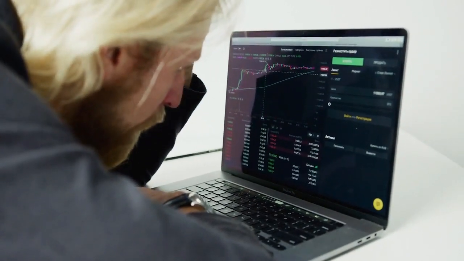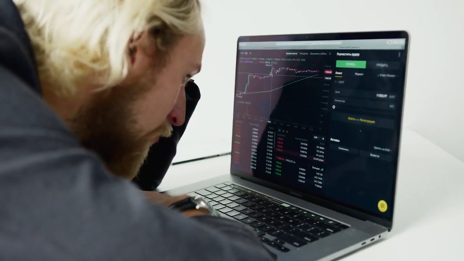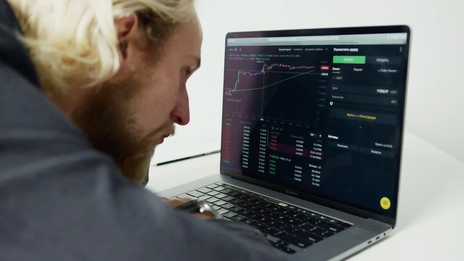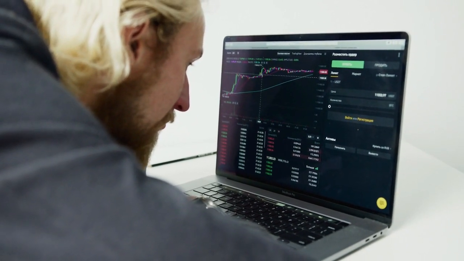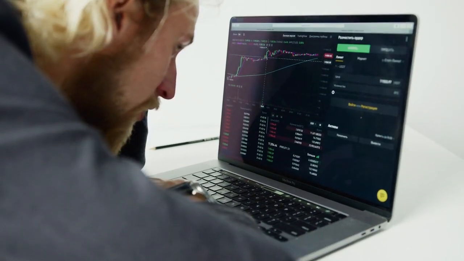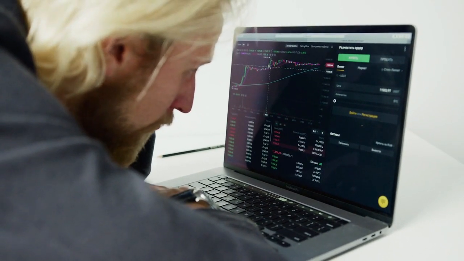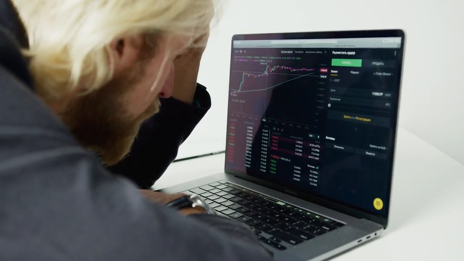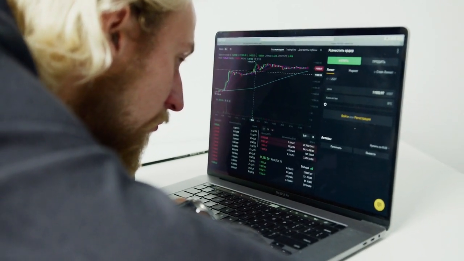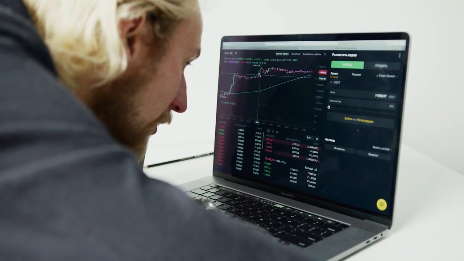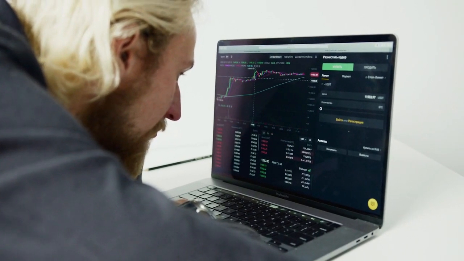One of the most important aspects of trading is risk management. It's important to have a plan in place for managing risk, including setting stop-loss orders and diversifying your portfolio. Stop-loss orders allow you to limit your losses by automatically selling a security if it drops below a certain price. Diversifying your portfolio involves investing in a variety of securities to spread your risk across different assets.